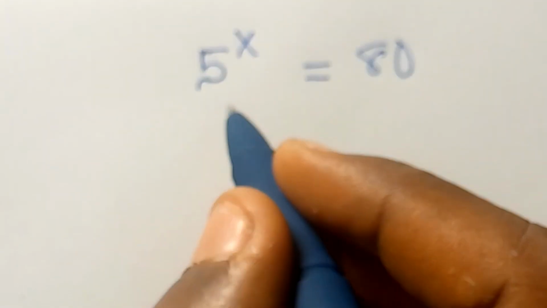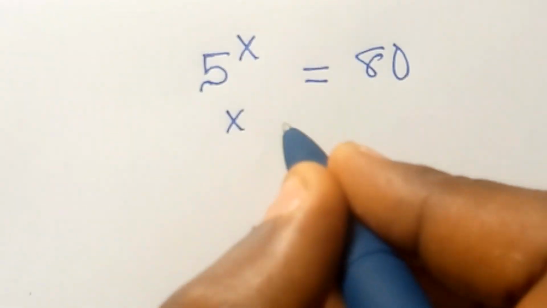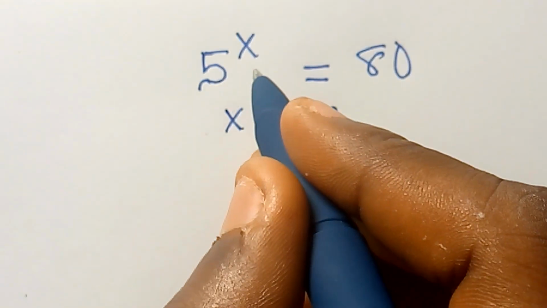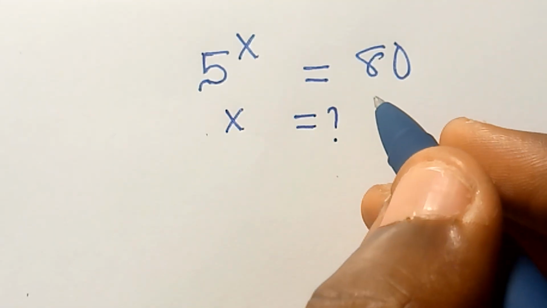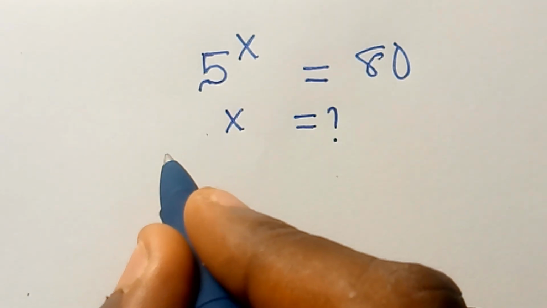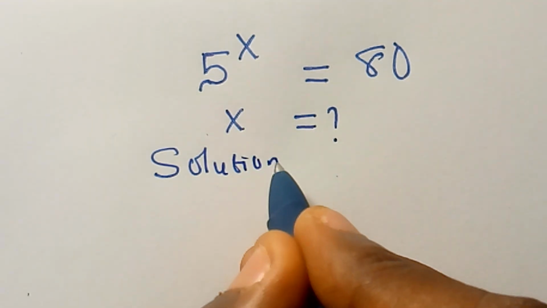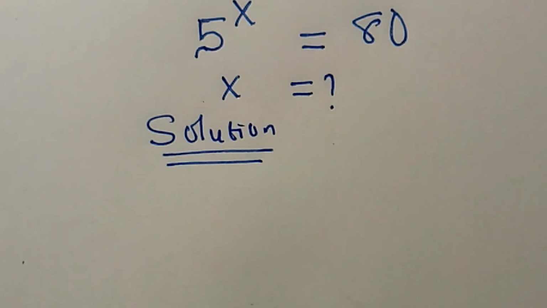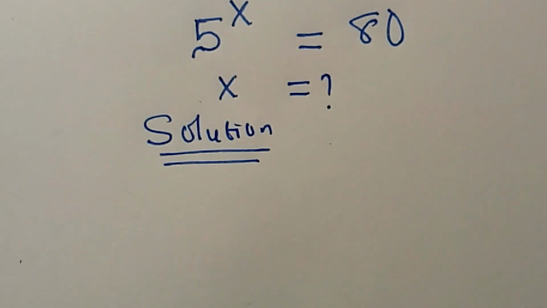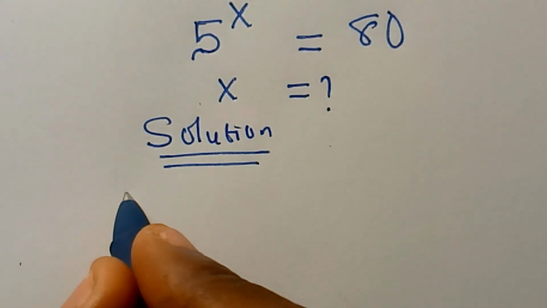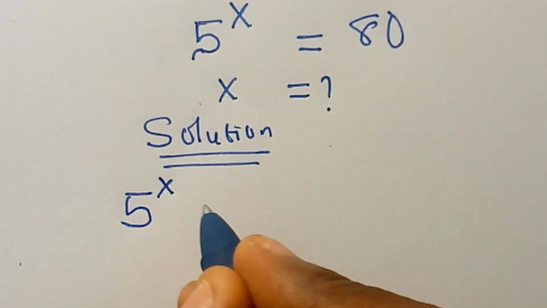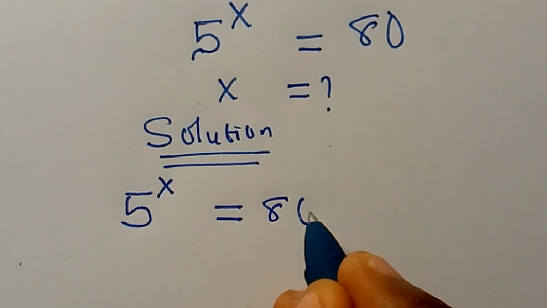Hi guys, in this video we want to solve for x in 5 raised to power x equals 80. Let's see the solution. We have 5 raised to power x equals 80.